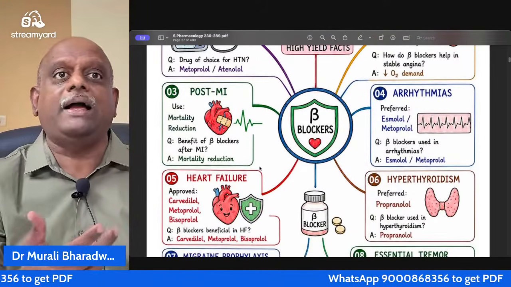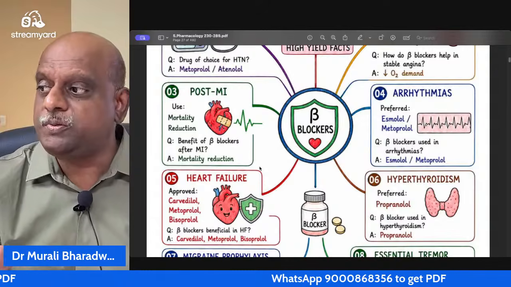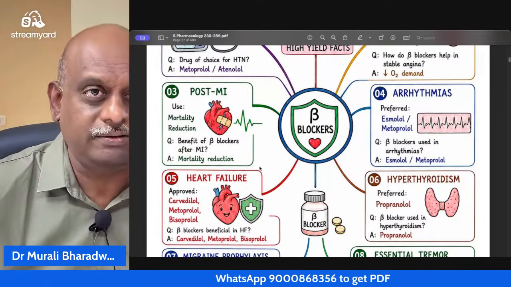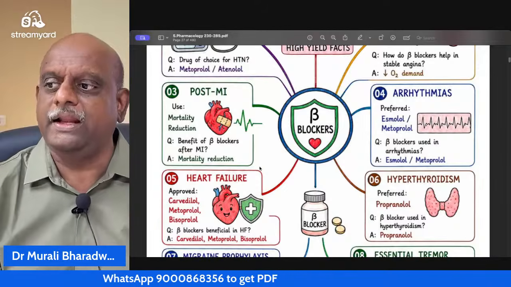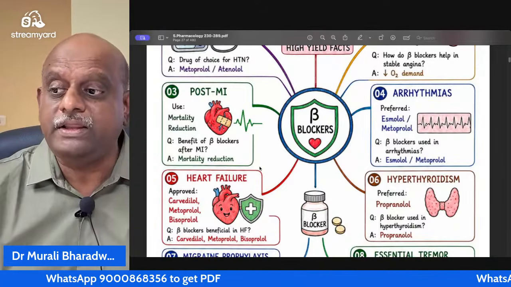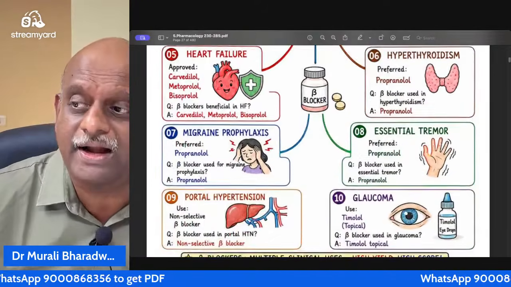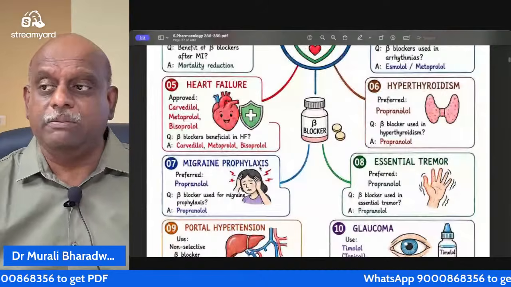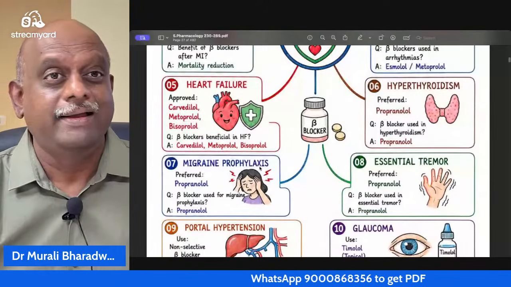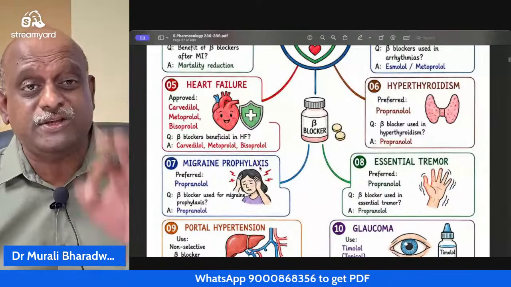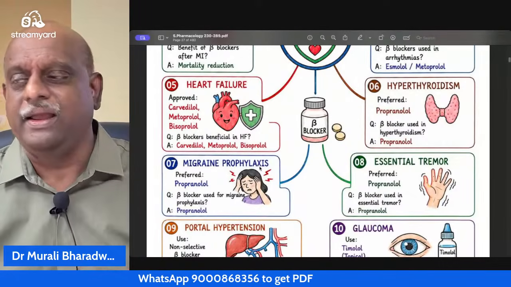In arrhythmias, we give esmolol or metoprolol, are the beta blockers which are used in arrhythmias. Whenever there is any heart failure, cardiologist's favorite beta blockers, carvedilol, metoprolol, bisoprolol, they are the beta blockers beneficial, especially in heart failure, is what you need to remember.